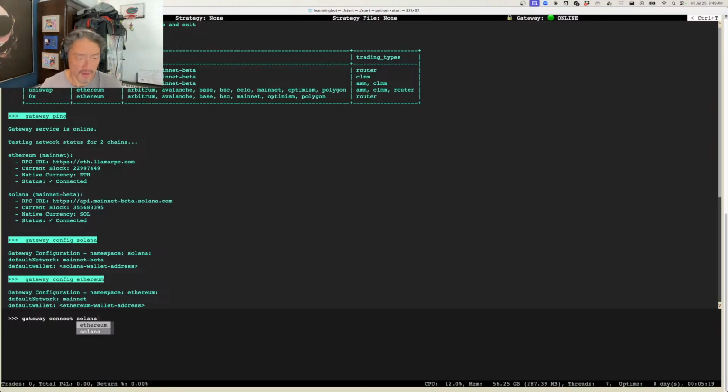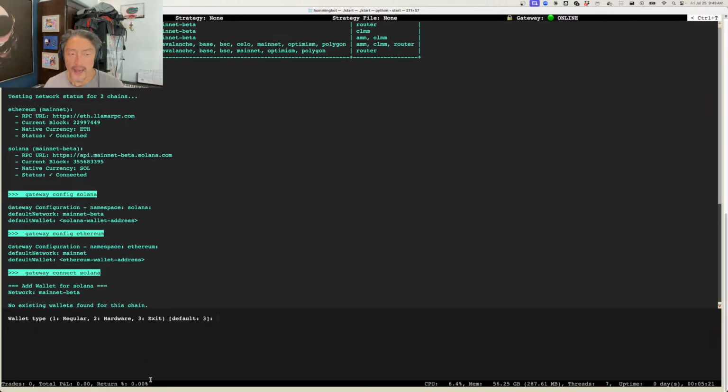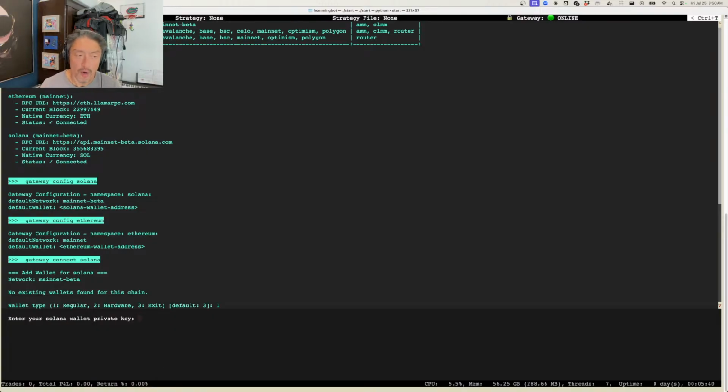Okay, so let's connect Solana. Now we can add two types of wallets to Gateway. And this is actually new in 2.8. We can add a hardware wallet to Gateway for the first time, and this will be important because, as we get into later on, if you're trading in DEXs and using serious capital, I think having a hardware wallet is very important from an operational security perspective. But for now, let's just add a regular wallet.